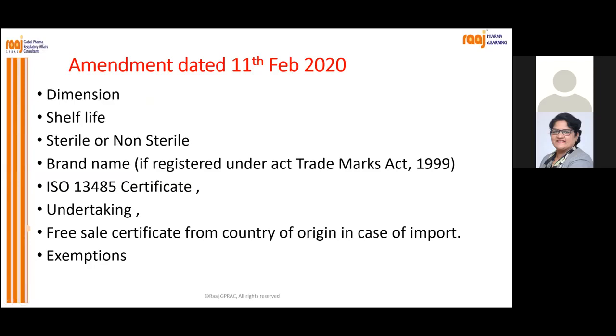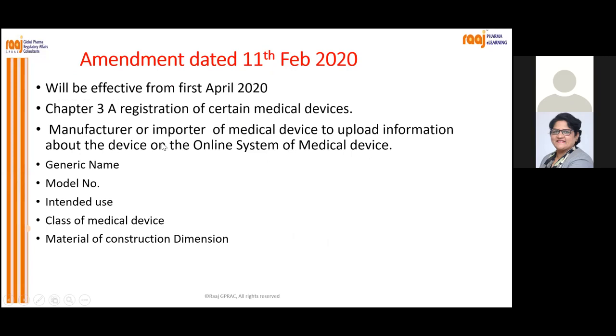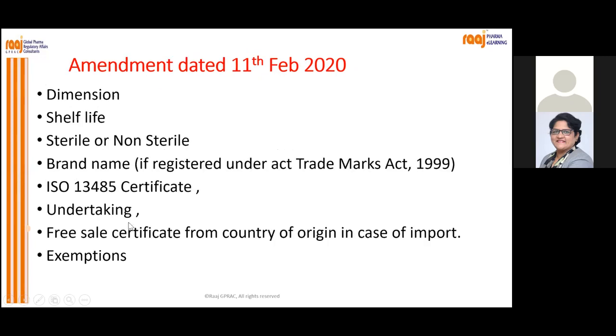So, like I said, when you register your device, you will need a generic name, model, intended use, brand name, and ISO 13485 certificate. That is very important. You may not have to apply for a manufacturing license, but you need to have a good quality management system. ISO 13485 right now has become the basis of every single medical device manufacturer. So if you are a manufacturer, make sure that your regulatory team is well versed in 13485.